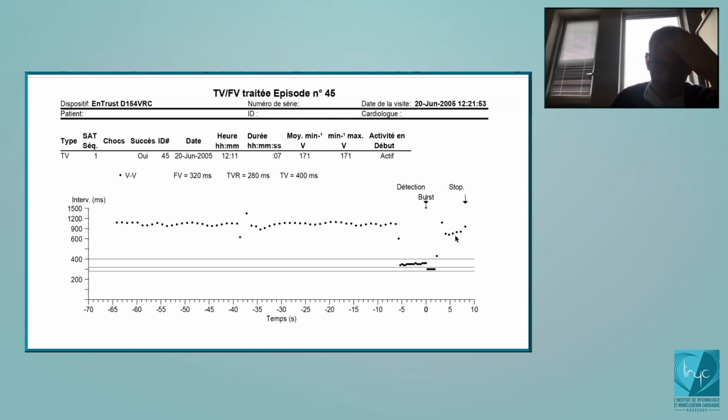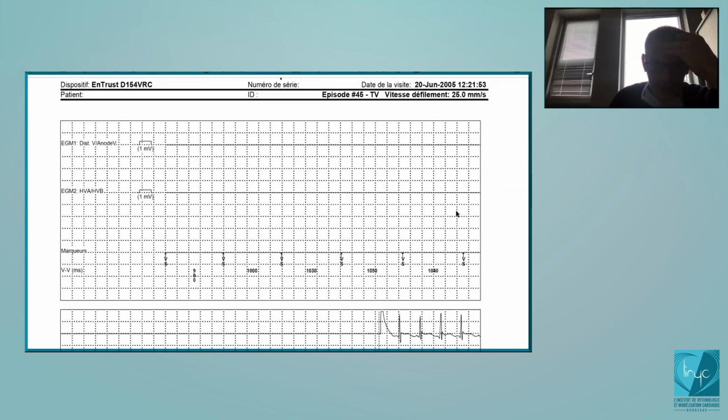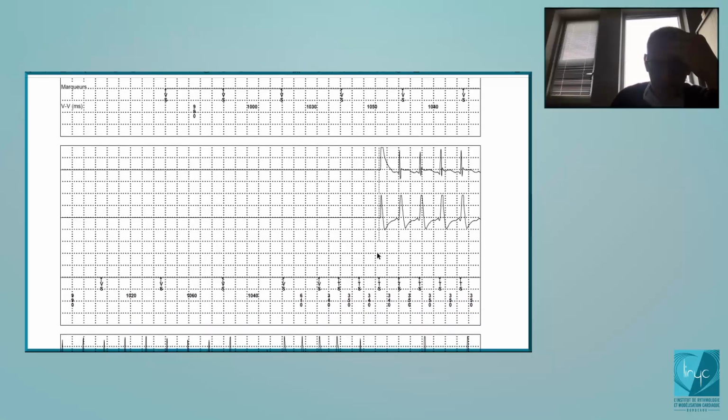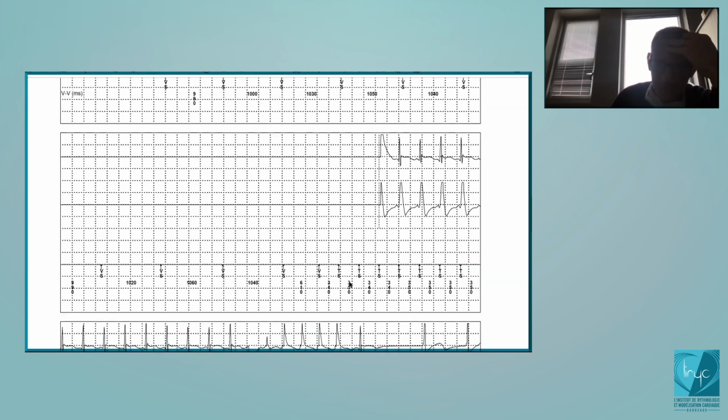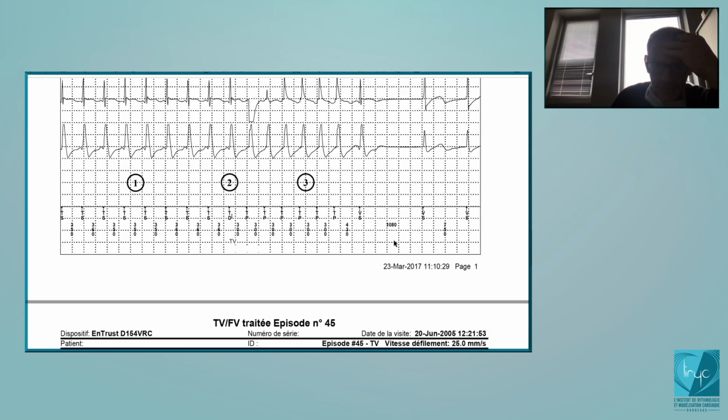Okay, so a burst is delivered and seems to be efficient. If you look at the tracing now, you see the marker TS. It means that it has been detected in the VT zone. And then after a certain number of cycles, VT detected, ATP is delivered, it's a burst, and it's efficient.